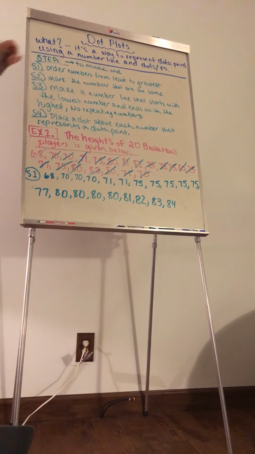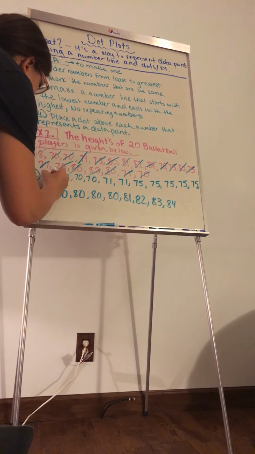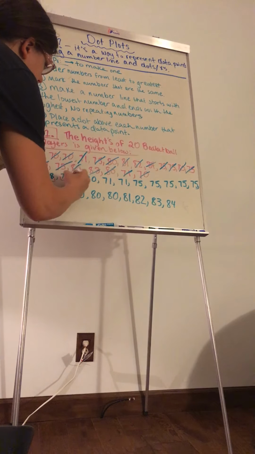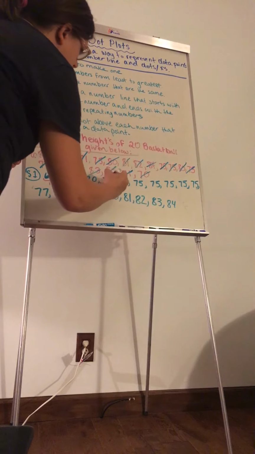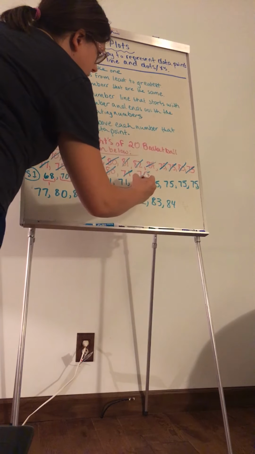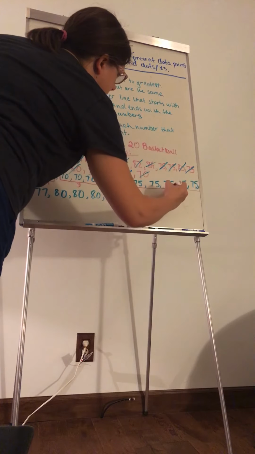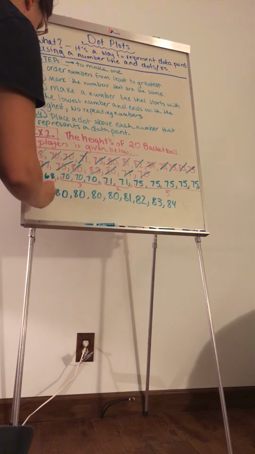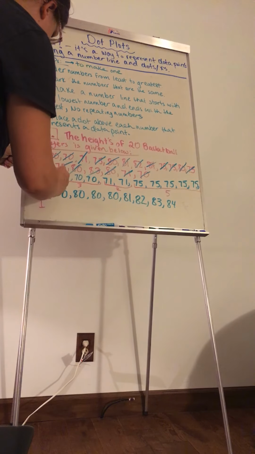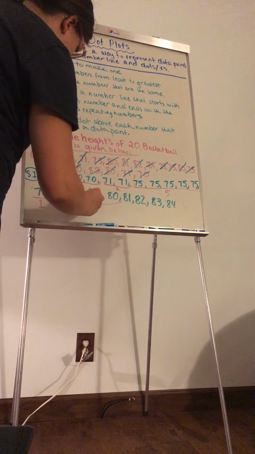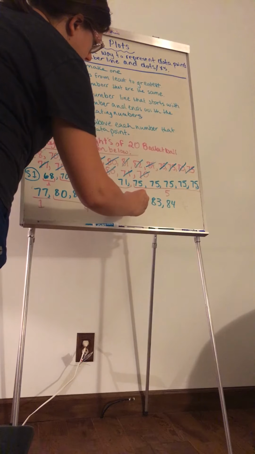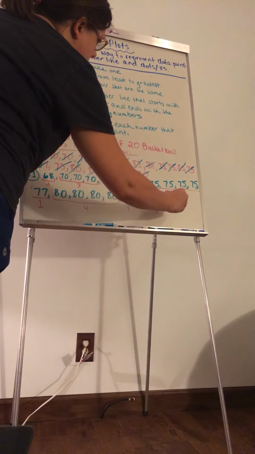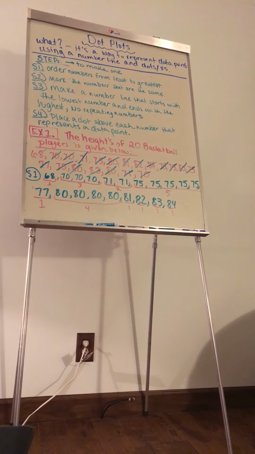Step 2, I'm going to mark the numbers that are the same. So I'm just going to do that kind of visually. There's 1 68, 3 70s, 2 71s, and 5 75s. 1, 2, 3, 4, 5. One 77. 1, 2, 3, 4 80s. Okay. And 81 is 1, 1, 1 of each of those. Okay. Now that I know how many of each number I have, I can go ahead and create my number line.